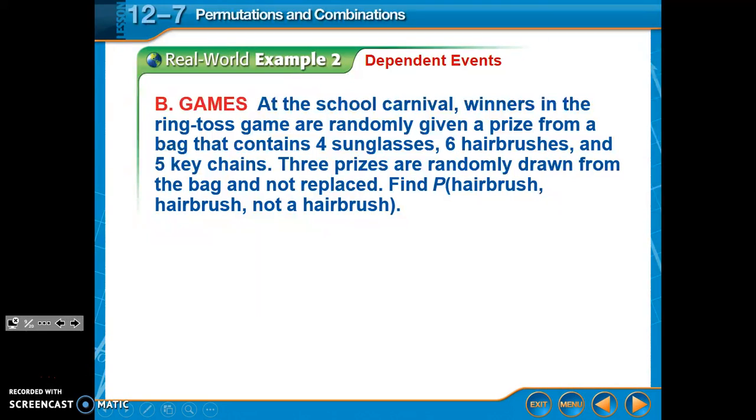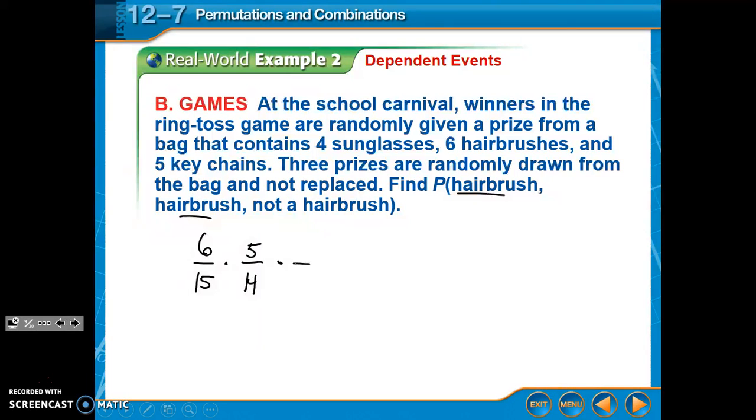Okay, for the second one, what if I want to find the probability of finding a hairbrush, and then not a hairbrush? Okay, so the first thing I look at is the probability of finding a hairbrush. So again, there are 6 hairbrushes out of a total of 15 things. Now I've already picked 1 hairbrush, and I want to pick another hairbrush. So now I'm out of 14. I have a total of 14 options. So, but I don't have 6 hairbrushes anymore. One was already picked. Now I have 5 hairbrushes.